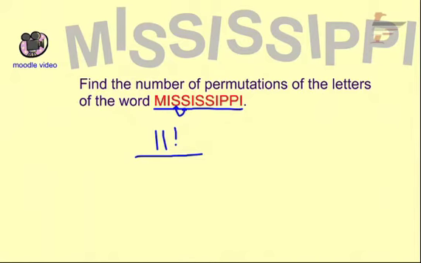And now we look and say, well, what letters are repeating? I see that we have an S. And how many S's are there? We have 1, 2, 3, 4 S's. So in our problem, we're going to put a 4 factorial in the bottom. Now, what other repeating letters do we have? I see we have I's. So we're going to count and say, well, how many I's do we have? We have 1, 2, 3, 4 of those. So that's going to be a 4 factorial.